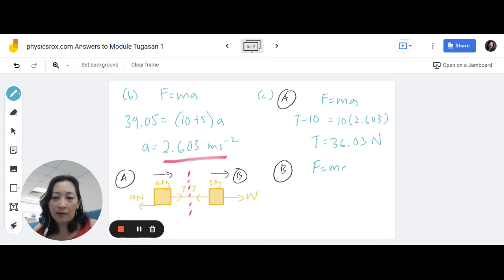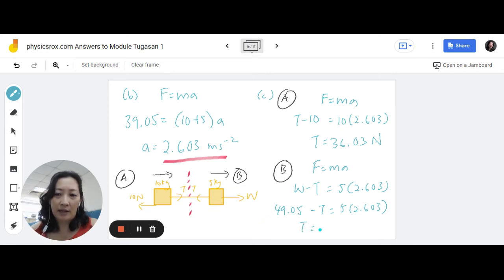If you use the right side, B, you should get the exact same answer as well. In the case of B, W minus T equals MA. This M is now only 5, A is still 2.603, weight is 49.05 minus T. This is assuming we don't know T, we're looking for T, right? So 5 times 2.603.